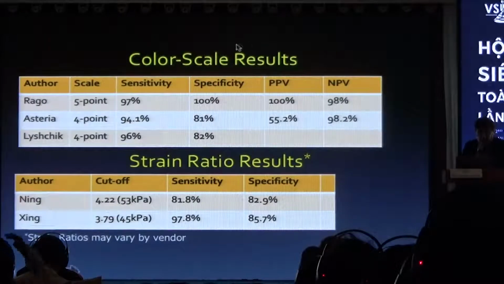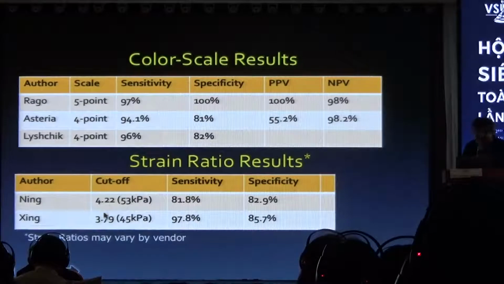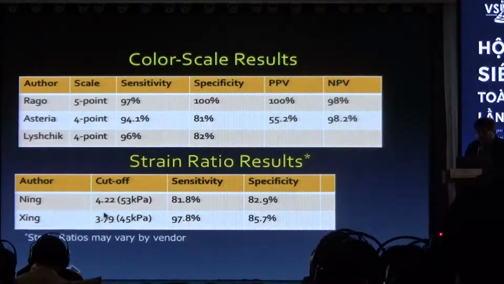If we look at the strain ratio, you can see that there's a difference between different studies. And the cutoff value is somewhere around 4. So if the lesion is 4 times stiffer than a normal thyroid, it's probably a malignant, and if it's less, it's not.